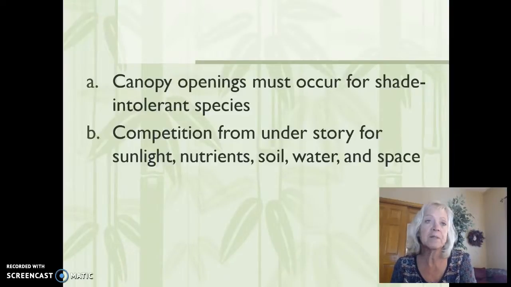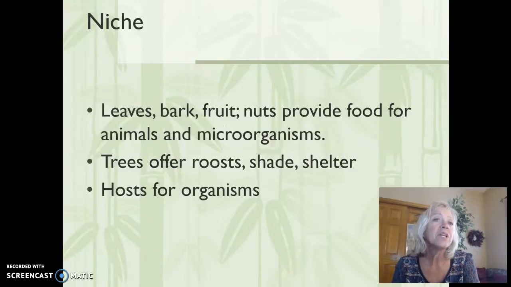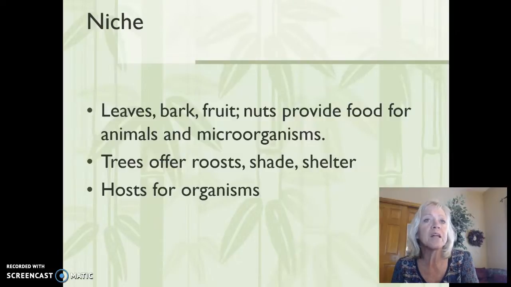which is also valuable for wildlife habitat. The niche, again, is something we teach in wildlife biology, and that is the function that something provides in an ecosystem. So leaves, bark, fruit, and nuts all provide food for animals and microorganisms. The trees also offer roosts, which is resting cover, shade, and shelter, and they're hosts for many, many more organisms.